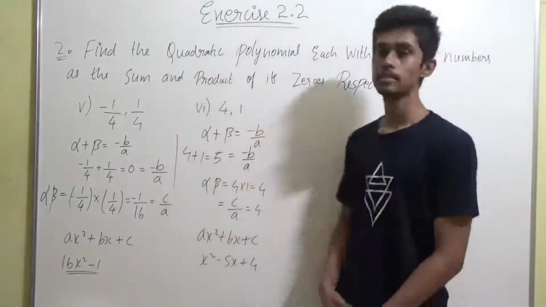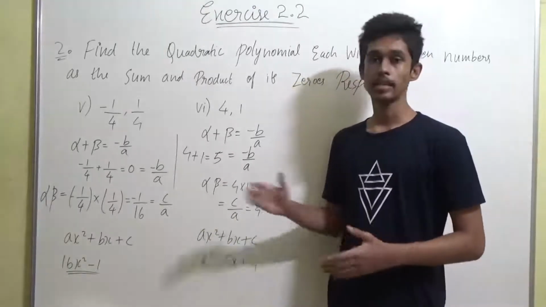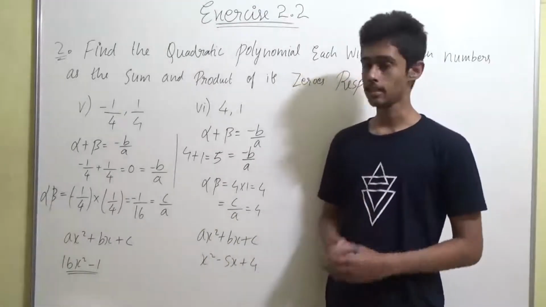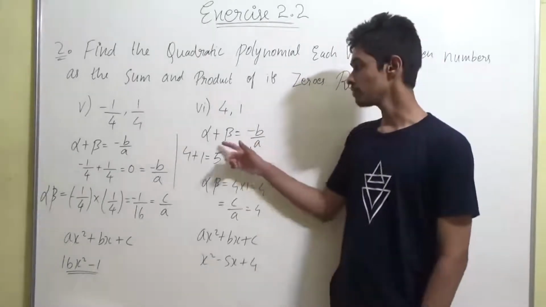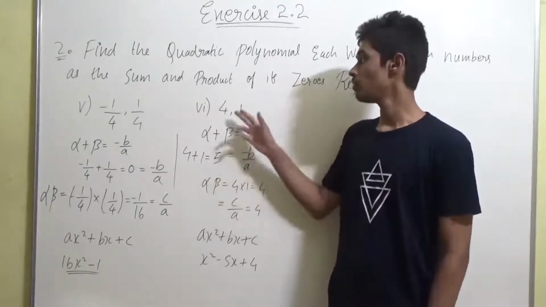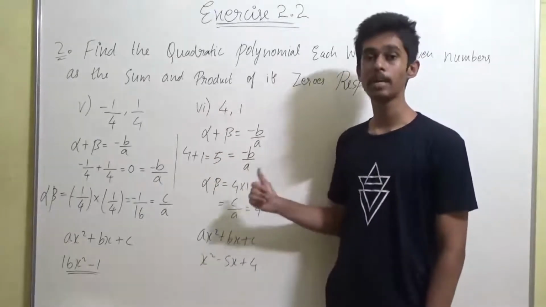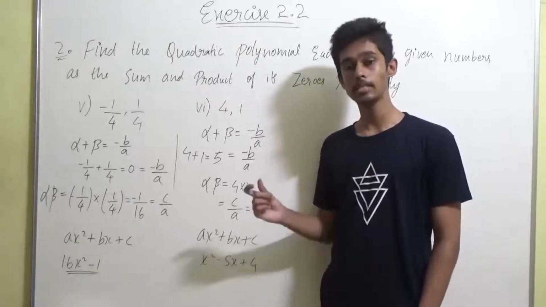Now let's look into the sixth sub question of the second question. After that, the second question is going to get over, and also the exercise. The values of alpha and beta are given as 4, 1. The value of alpha plus beta is going to give us minus b by a. 4 plus 1 is equal to minus b by a, which means 5 is equal to minus b by a, which means 5a is equal to minus b.